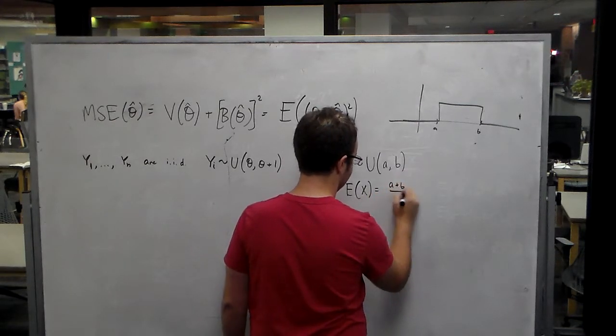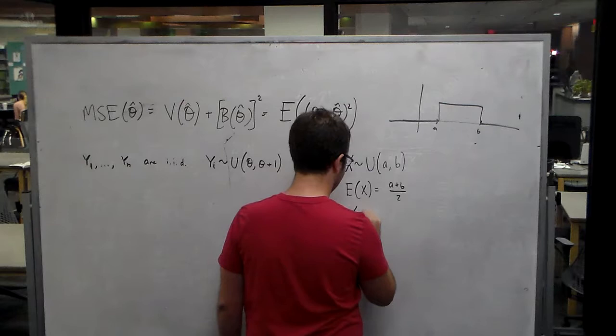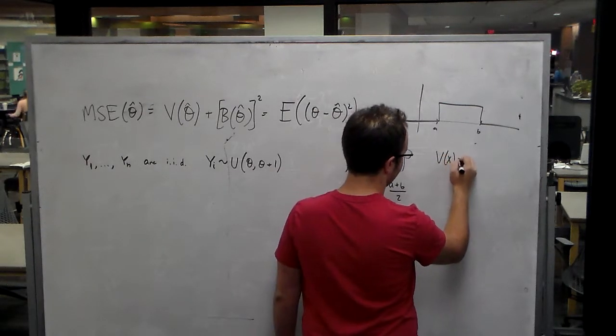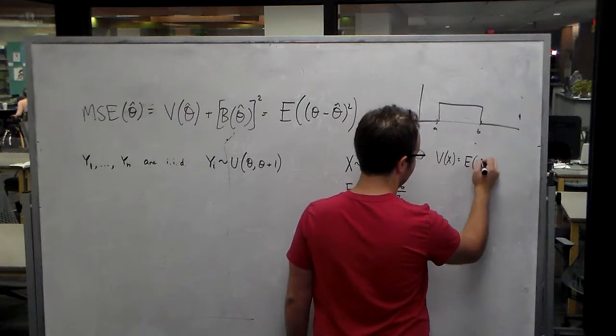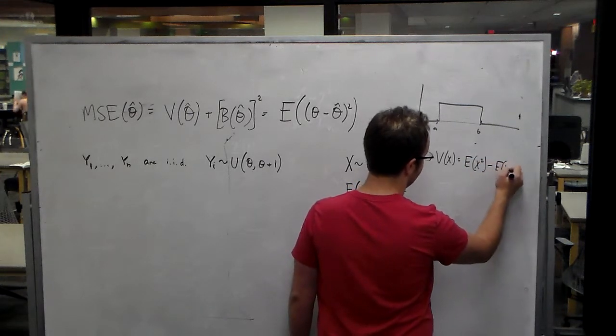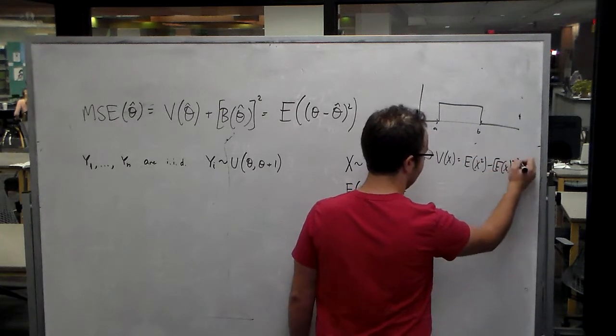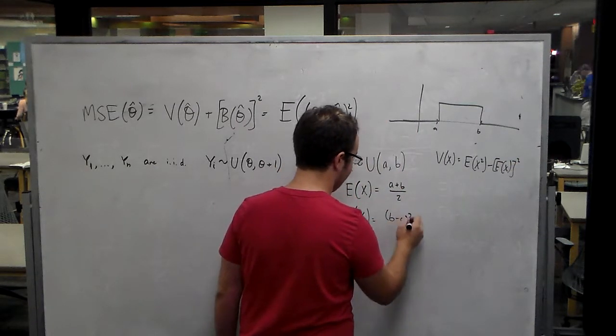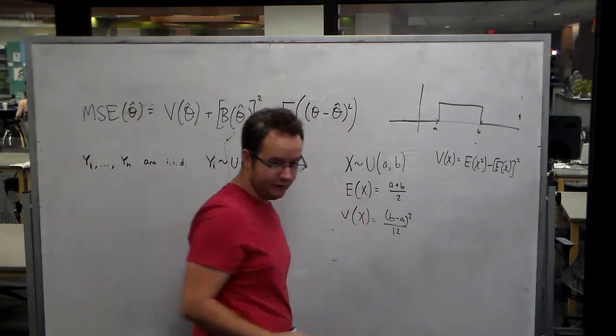The variance you can figure out using a formula. You've probably seen this formula before: variance of X equals expected value of X squared minus expected value of X, squared. You're probably going to use this quite a bit in this class. You can use it to prove that the variance of this is, I believe, b minus a squared over 12.